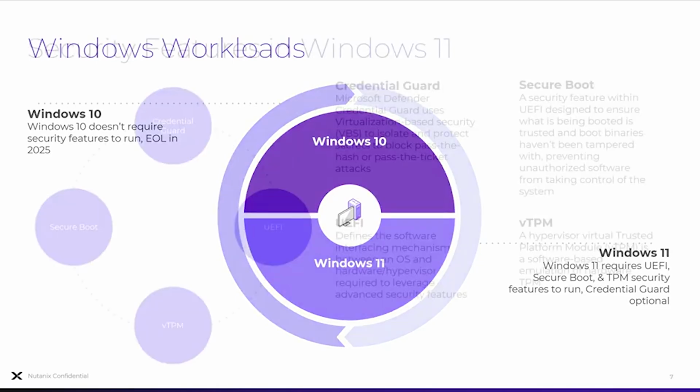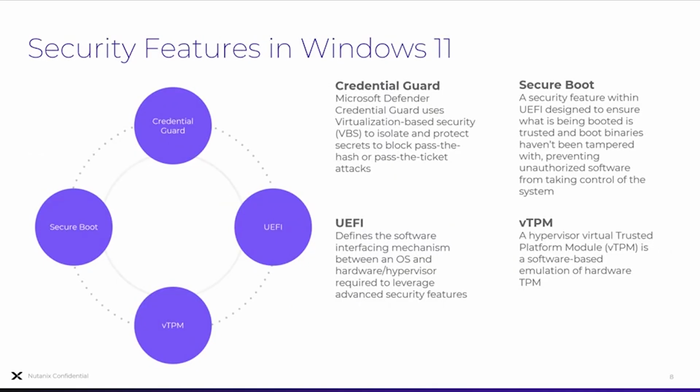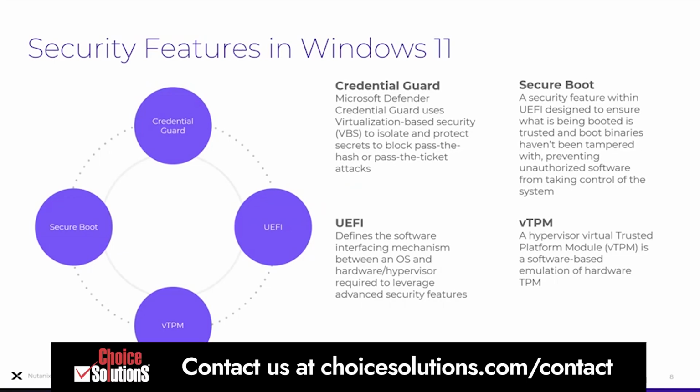And so, what are these security features? Credential Guard, which is the optional one, it's Microsoft Defender. Basically, this uses virtualization-based security, or VBS, and this isolates and protects secrets, kind of to block things like pass-the-hash or pass-the-ticket attacks. Again, this one is the optional one, but some choose to use this as an extra security layer.